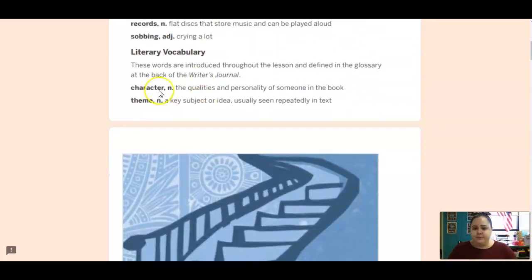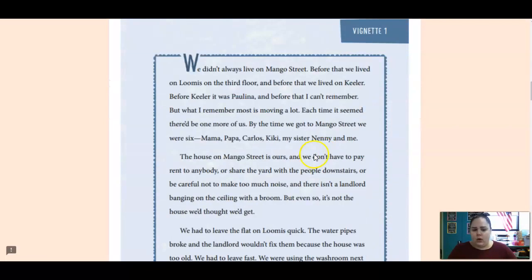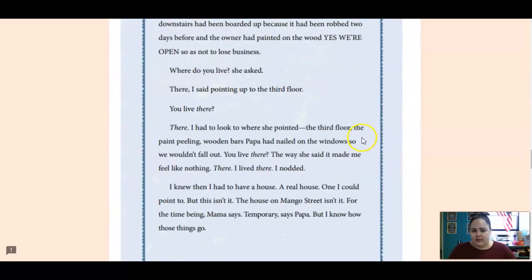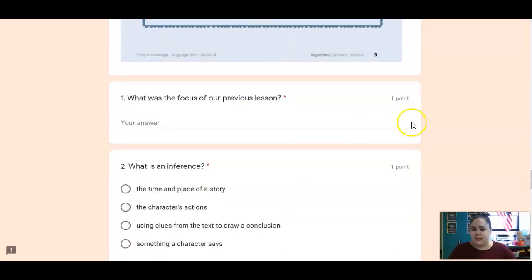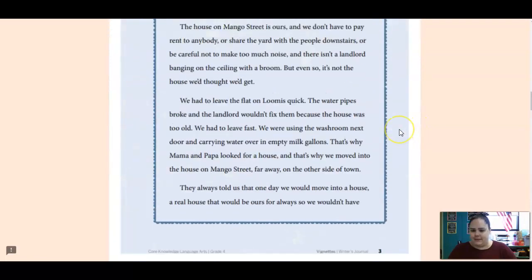And then character are the qualities and personality of someone in the book. And we already talked about theme, a key subject or idea repeated in a text. So vignette 1, we read this yesterday. If you missed it, go back to yesterday's assignment. Actually, you know what? We're going to reread it because they're talking about it again today.